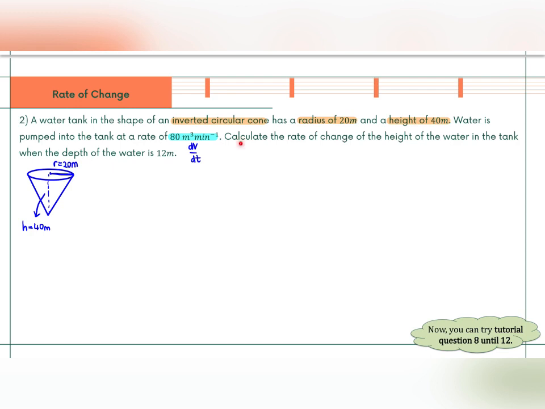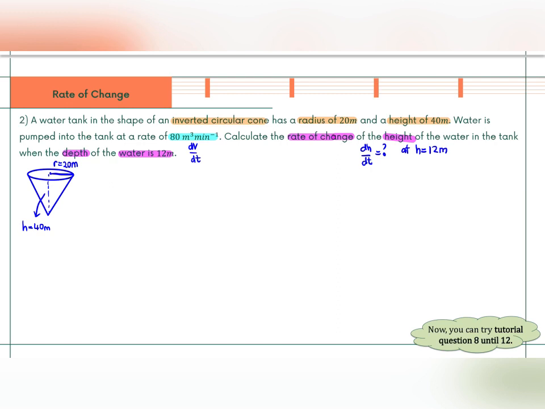Okay, next, calculate the rate of change of the height. Soalan minta kita kira rate of change of the height. dH over dt equals to apa? Of the water tank when the depth of the water is 12 meter. Water punya depth adalah 12 meter. So maksudnya dekat sini adalah apabila find the value of dH over dt at H equals to 12 meter. H of the water, okay?